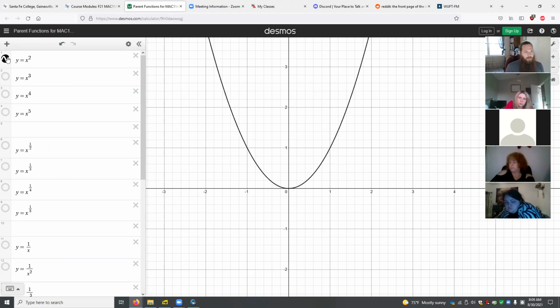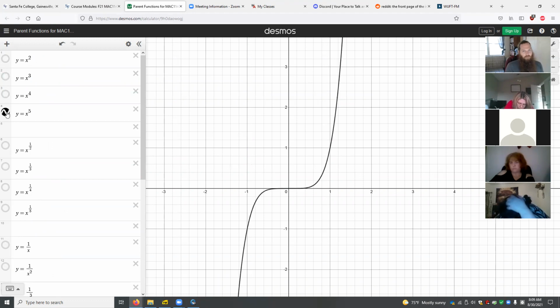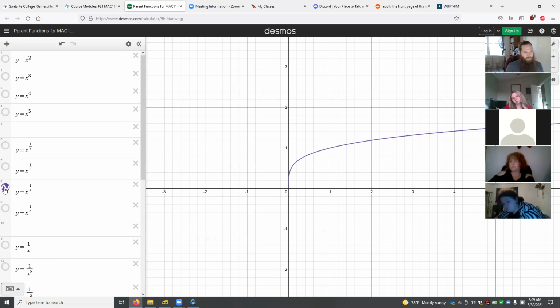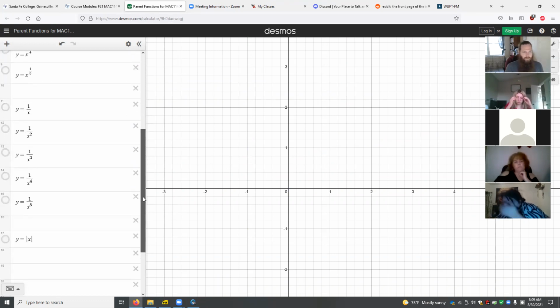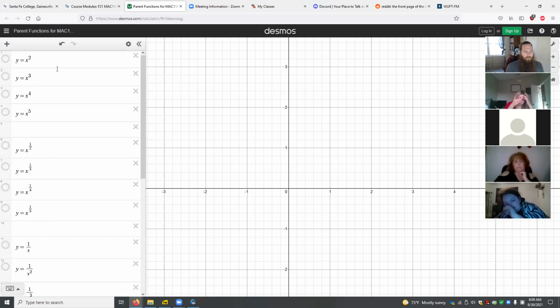By the end of this week, you need to know what all of these graphs look like. Okay, and there's nothing hugely difficult about this. These are all things that you've seen before in other algebra classes, but I've got them broken up into different families here. They're all just power functions. So these are positive integer power functions.